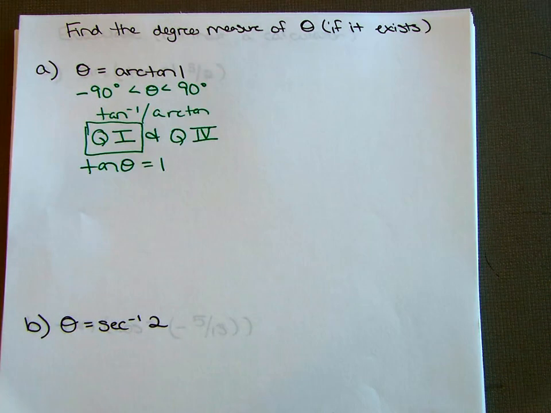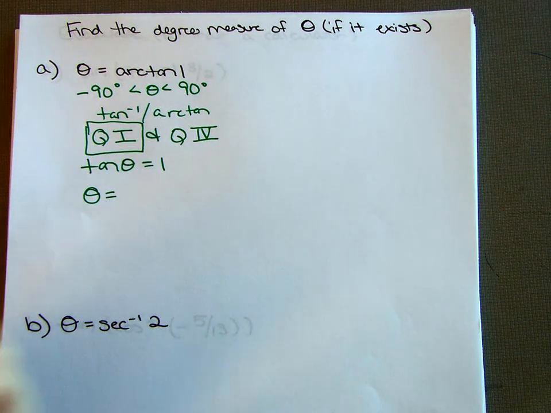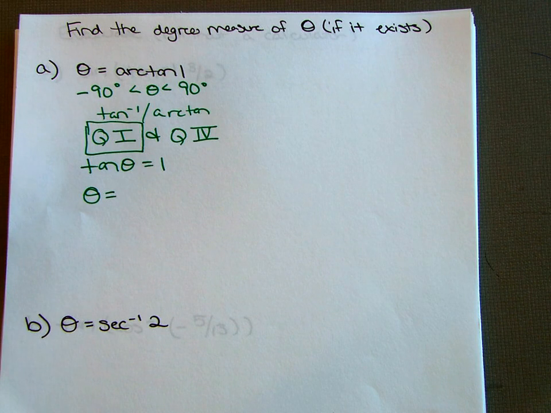Everything's positive in quadrant 1. So if we are in quadrant 1 and our tangent is equal to 1, theta must be what? Say it louder, sorry. Yeah, it's going to be 45 degrees, or pi/4.